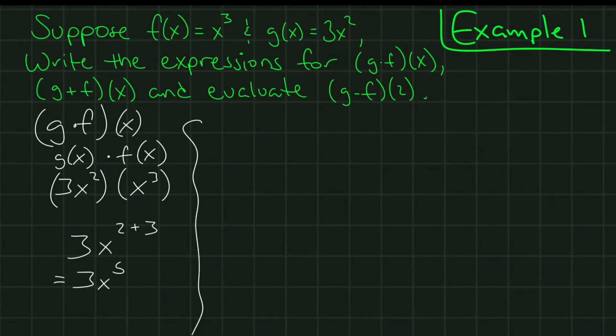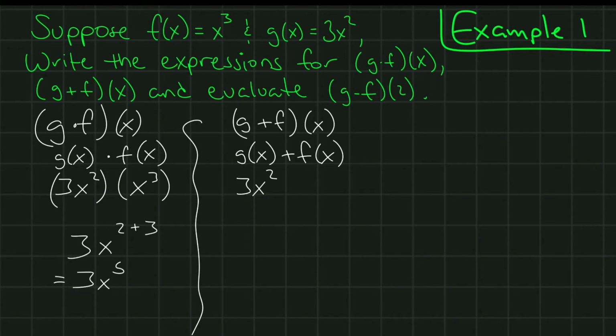Our next part is going to be g plus f of x. All that is, again, is going to be g of x plus f of x. So our g of x, again, is going to be 3x squared. We'll put that in parentheses, and then we're going to add it to x to the third power. Because we have different terms, we can't combine them, so we'll just leave them separate. I like to put the highest exponent in the front, so I would write that as x to the third power plus 3x squared.